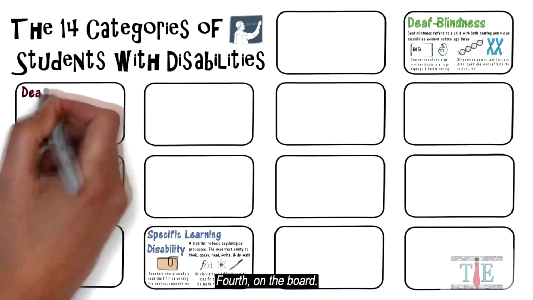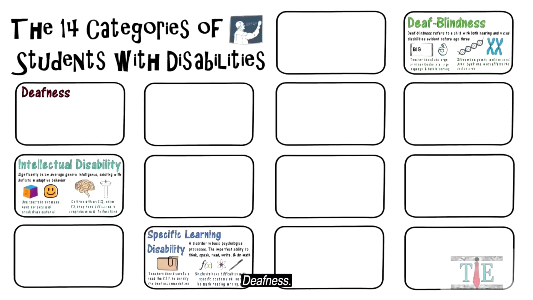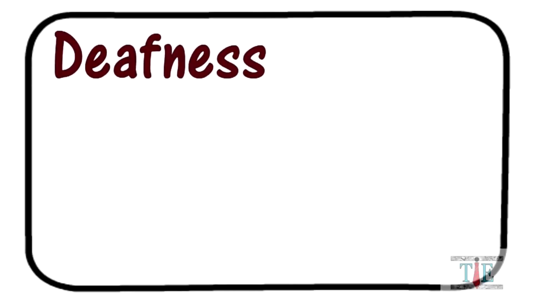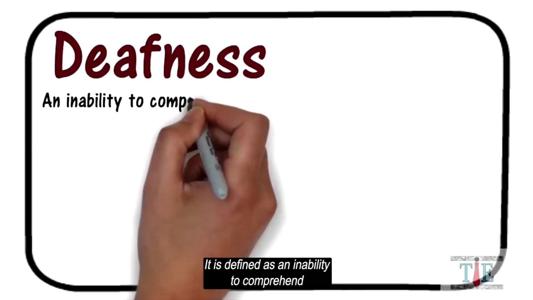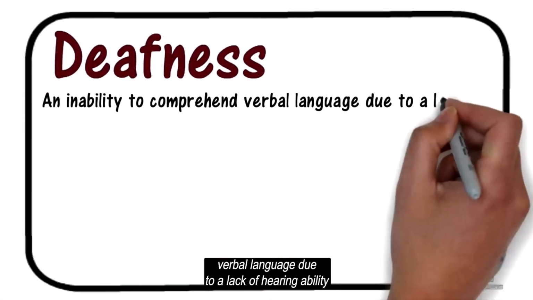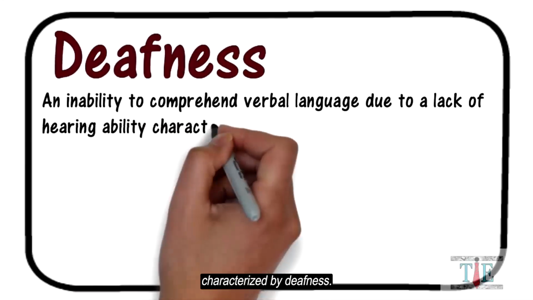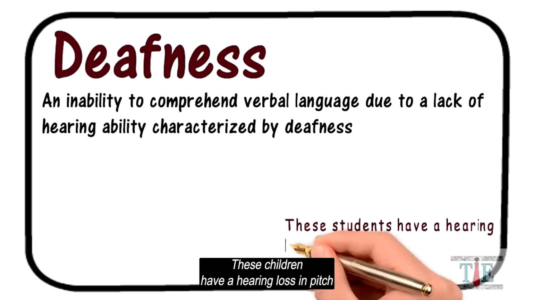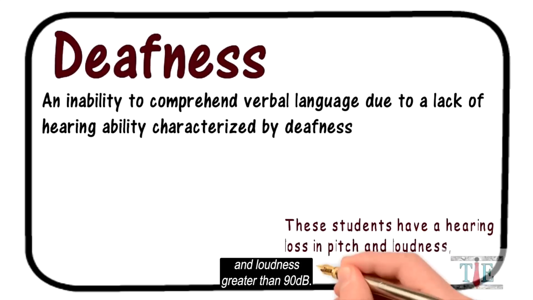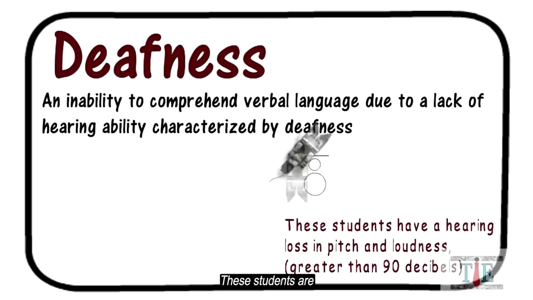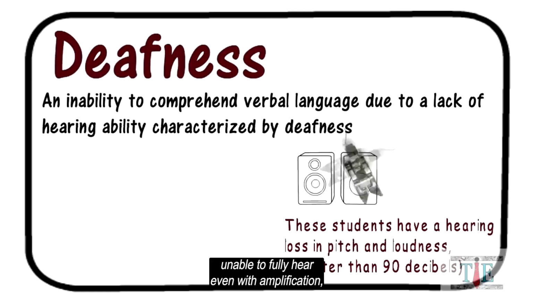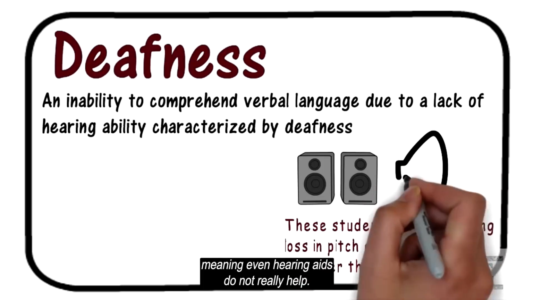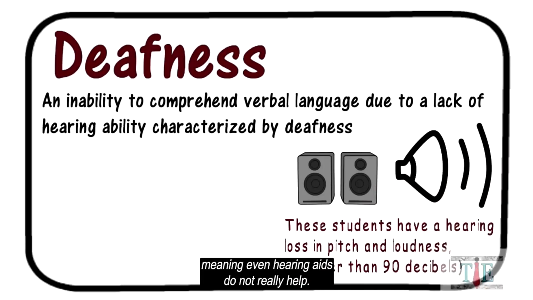Fourth on the board, deafness. It is defined as an inability to comprehend verbal language due to a lack of hearing ability characterized by deafness. These children have a hearing loss in pitch and loudness greater than 90 decibels. These students are unable to fully hear even with amplification, meaning even hearing aids do not really help.